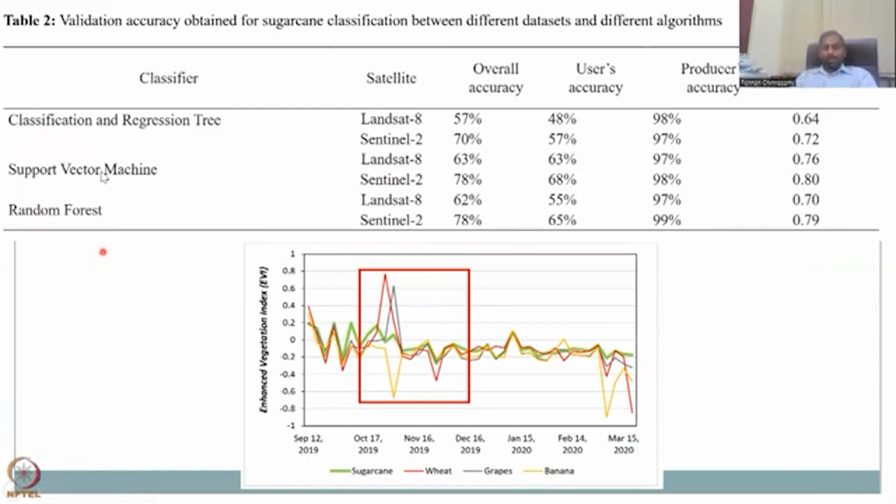When we did the accuracy assessment, the type of model used also plays a role, and the data fed into the model also plays a role. So you could see the overall accuracy of 78% was high using Sentinel-2 with the support vector machine. But the support vector machine as an algorithm with Landsat 8 was not good, right? So 78% was the overall highest accuracy. The producer's accuracy is there, the user accuracy is there.